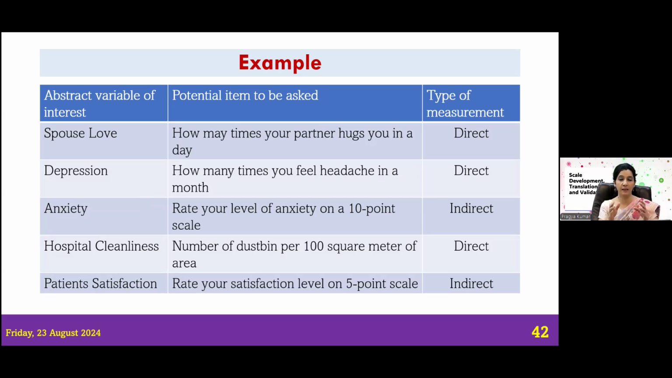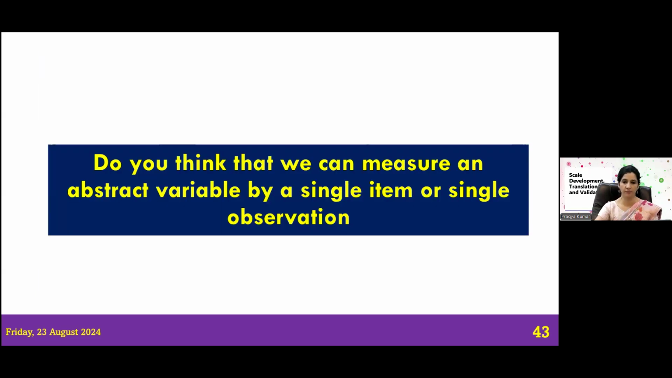So these examples are just to make you aware of what a direct question is and what an indirect question is. And generally in scale development, we never ask direct questions. We ask indirect questions. That we'll see. Coming to hospital cleanliness, if I'm asking number of dustbins, again it is a direct question. But if I'm asking, rate your satisfaction level on a 5-point scale, it is an indirect question.